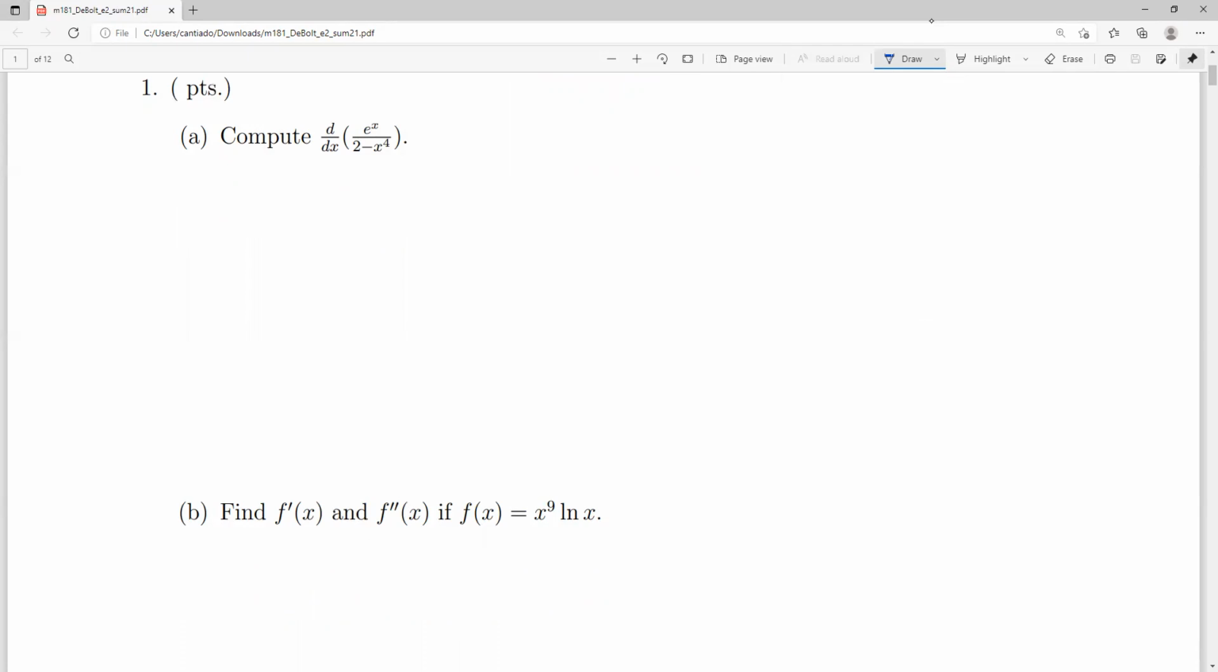So if you guys remember, we have our derivative quotient rule, where if we're taking the derivative of some function f over some function g, the derivative ends up being the derivative of the top times the bottom minus the derivative of the bottom times the top all over the bottom squared.